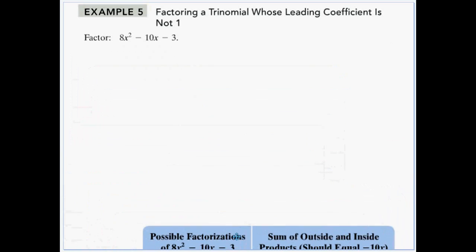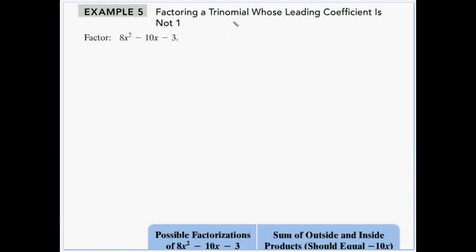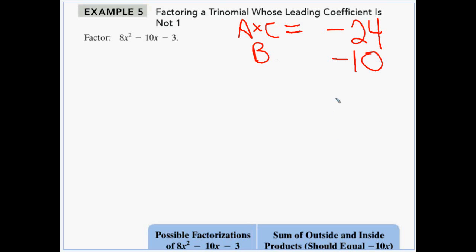Instead of doing all that guessing and checking, we can use the AC B method. A times C in this problem will be, A is 8, C is negative 3, so A times C is negative 24. B is the number in front of x, so our B value is negative 10. We want two numbers that multiply to negative 24 and add up to negative 10. And again, there's a few variations to do this. I would settle on a negative 12 and a positive 2. If I add those numbers, I get negative 10. If I multiply those numbers, I get negative 24.